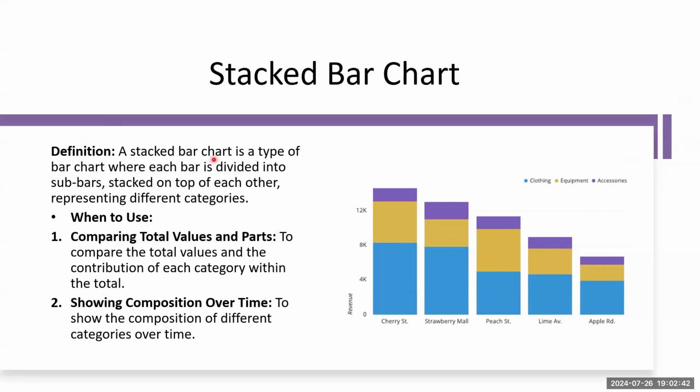A stacked bar chart is a type of bar chart. It's a variation of a bar chart where each bar is divided into sub-bars, stacked on top of each other, representing different categories. So when do we use this? If you want to compare total values and parts, and show the composition of different categories over time. You can also use it for that, but normally we use it when we want to compare total values and parts.